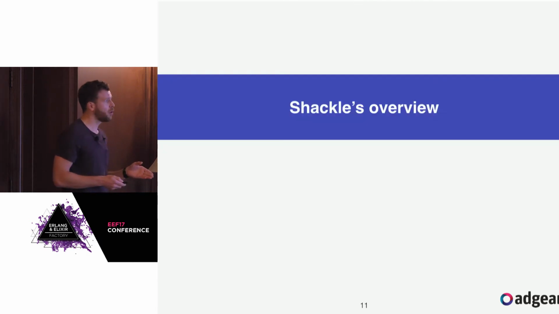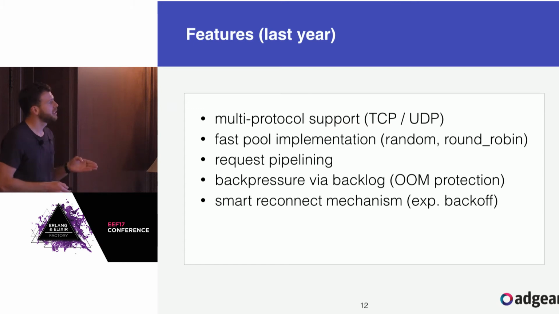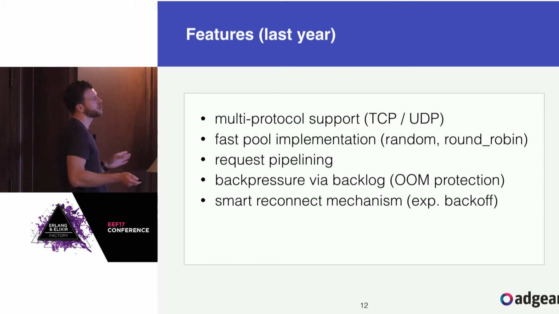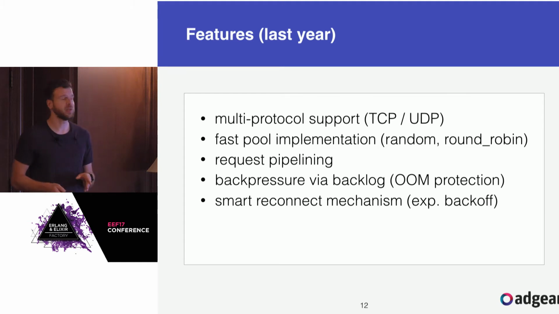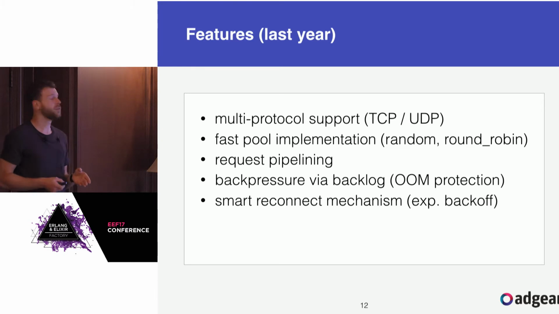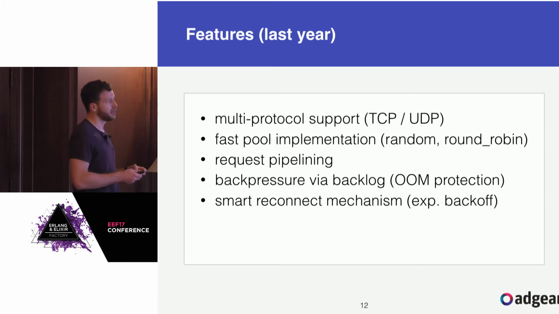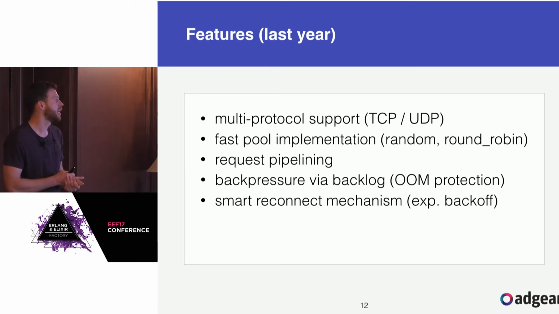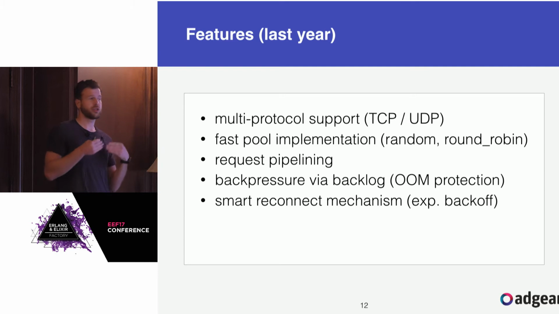So a little overview of Shackle. Last year when I presented, these were basically the features that were supported. So it's multi-protocol, TCP, UDP. There's a very fast pool implementation that uses some tricks that I'll explain later. Supports round robin and random selection of workers. It supports request pipelining, which is very important if you want to have high concurrency. It supports back pressure via backlog, so to protect from out-of-memory errors. And finally, there's a smart reconnect mechanism, so there's exponential backoff, and the connections are maintained by the client. It's not on a request basis.